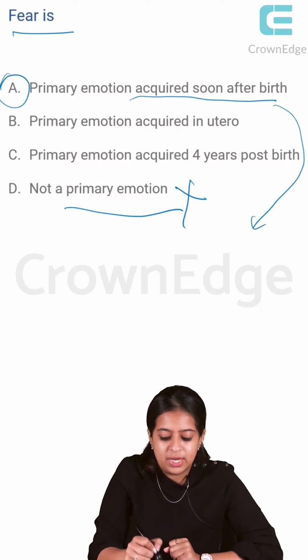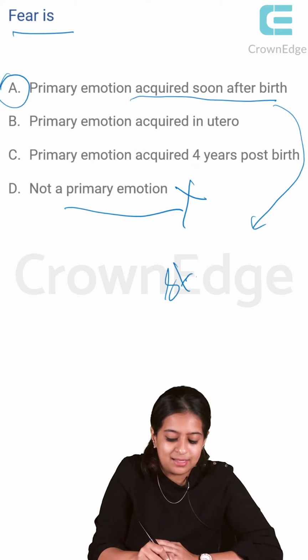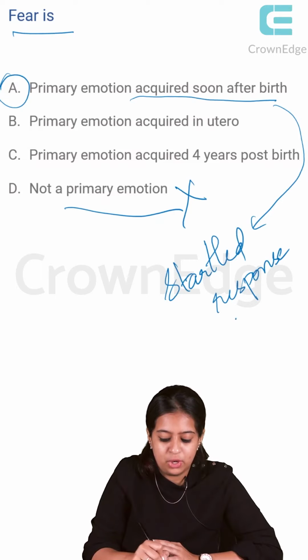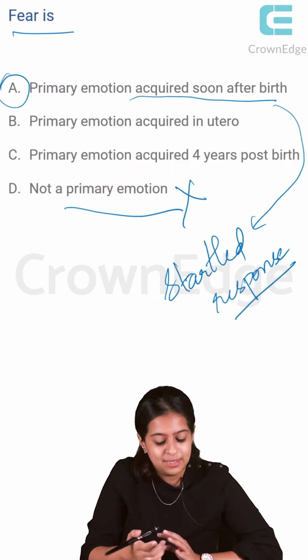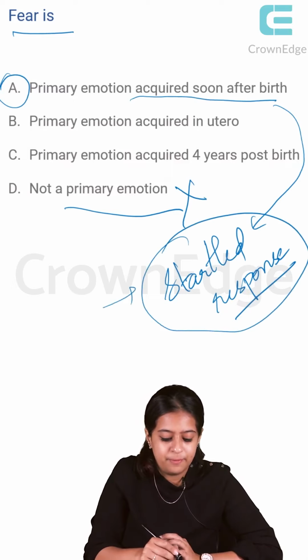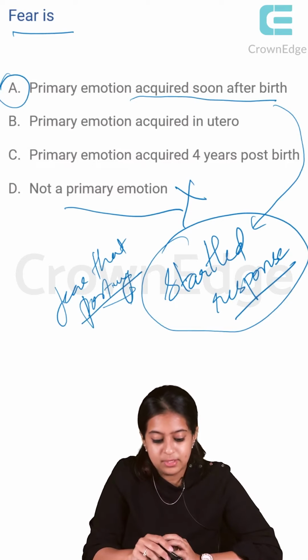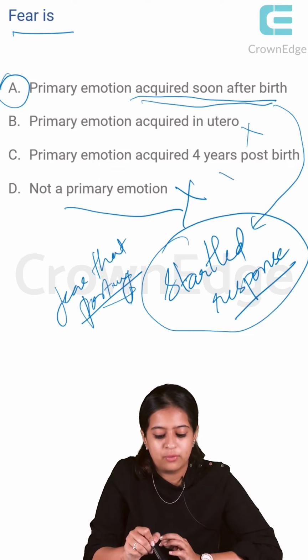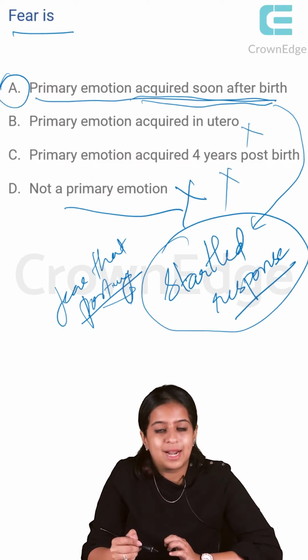Soon after birth, if you take an infant, a just born baby, they have something called a startled response. Suddenly, if they hear a sudden noise or something, they get startled, right? They don't know the exact reason, they have not understood it, they are just an infant. But this startled response is a type of fear that they portray as an infant. So fear is one of the first emotions that they portray, and it is acquired soon after birth. It is not acquired in utero, not 4 years post birth. So fear is a primary emotion acquired soon after birth in the form of a startled response.